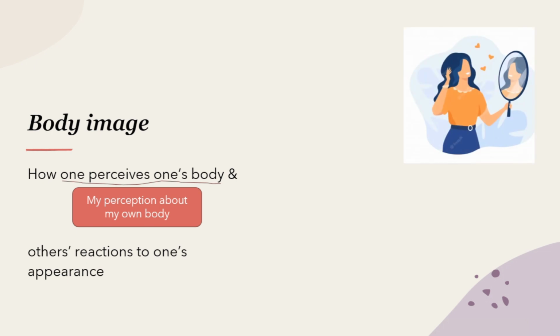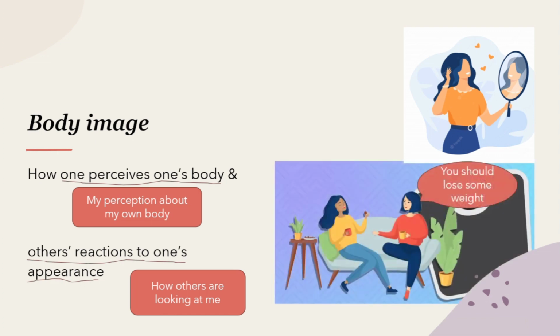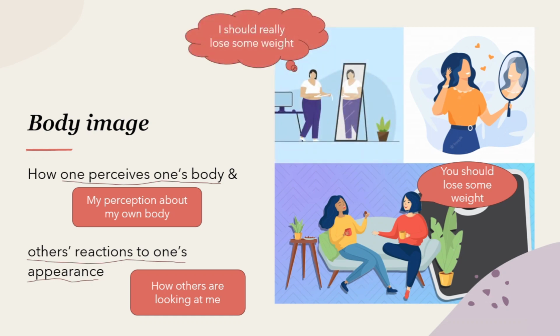But another thing is others' reactions to one's appearance. How others are looking at me. How are they reacting looking at me? Suppose someone daily comes to me and says, you are looking very fat. You don't look good. Please lose some weight. Then what happens? My own body image to myself may change. I may think, yes, I have to lose weight. I am really fat. So my body image depends on both my perception and others' reactions according to the goal attainment theory.